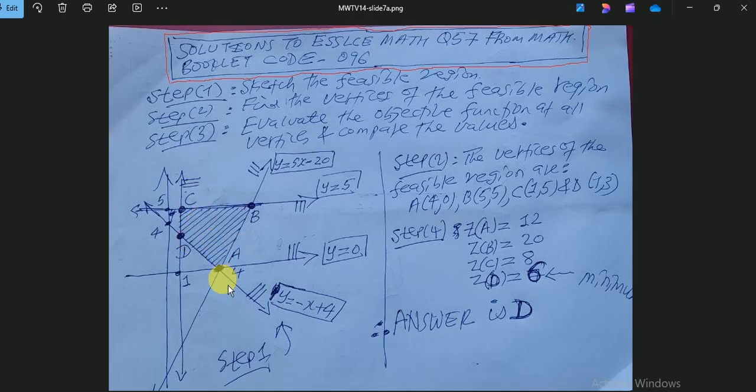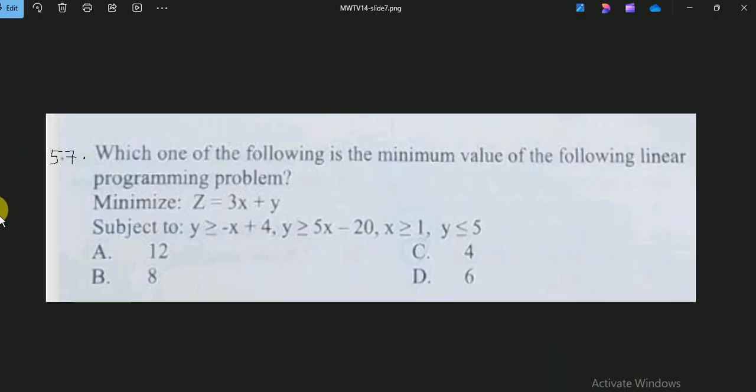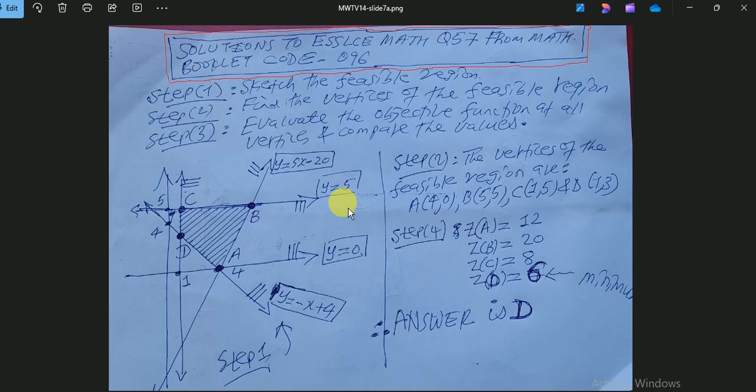The vertices are in this case A (4,0), B (5,5), the intersection of these two lines, y equal to 5x minus 20 and y equal to 5. Similarly, C, this point is (1,5), and D, this point is (1,3). These are the vertices of the feasible region. Step 3, evaluate the objective function, which means this function 3x plus y, at the vertices.